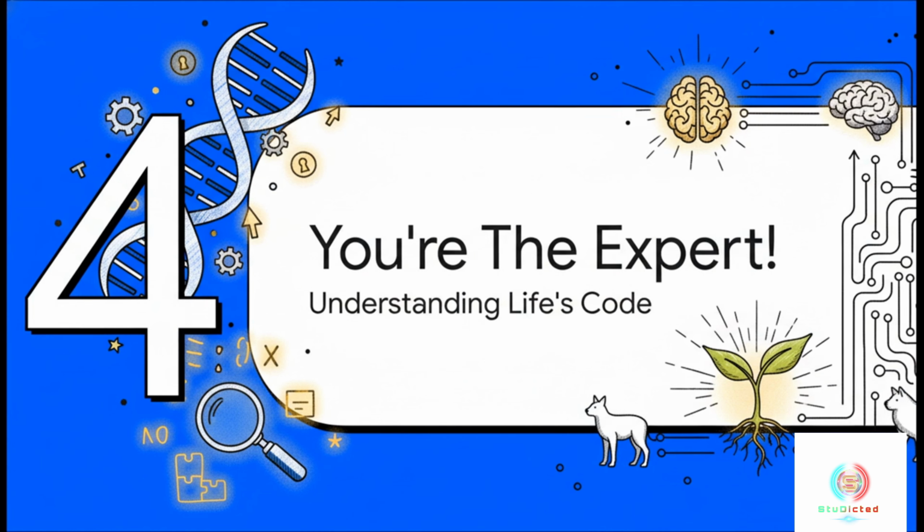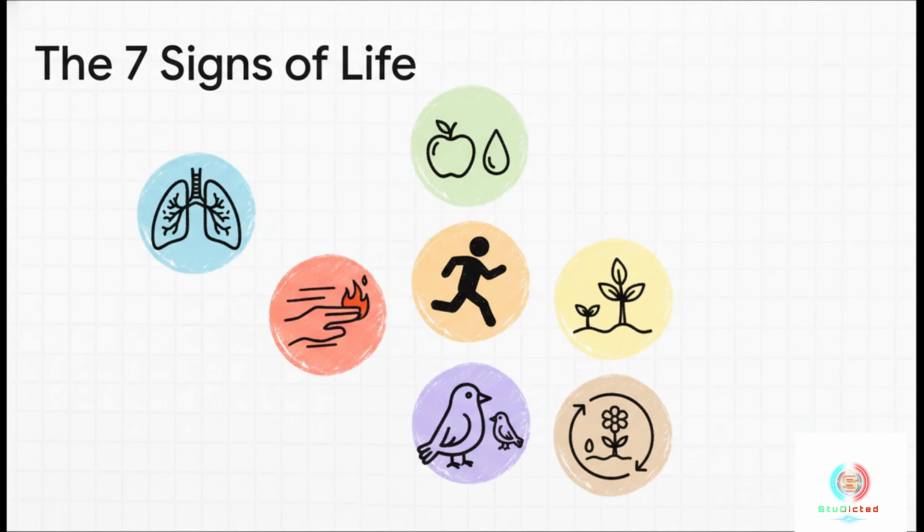And just like that, you've totally cracked the code. You've solved the mystery of what it actually means to be alive. You're not just an observer anymore, you're an expert who gets the fundamental rules of the entire natural world. So let's do a super quick recap. The 7 signs of life we've uncovered are: they breathe, they eat food and drink water, they move, they grow, they feel, they reproduce, and they have a life cycle. If something checks all 7 of those boxes, you know for sure it's alive.